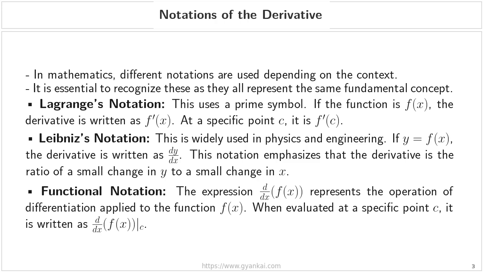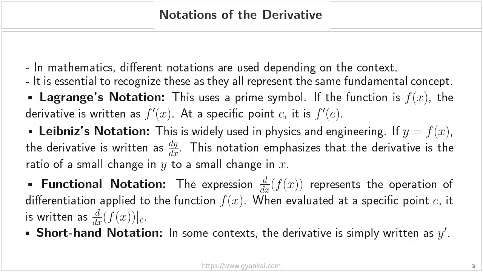Then there is functional notation. The expression d dx of f of x represents the actual operation of differentiation being applied to the function f of x. When we want to evaluate this operation at a specific point c, it is written as d dx of f of x, followed by a vertical bar with a subscript c.